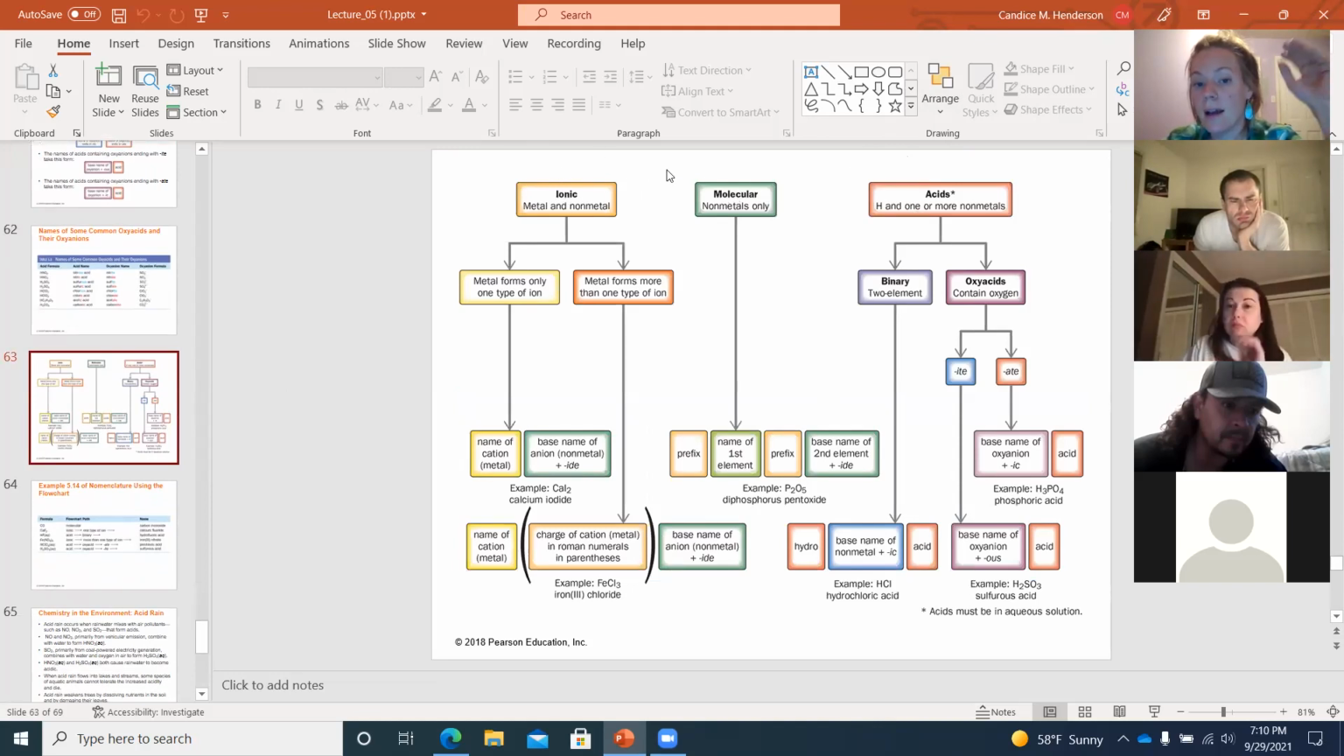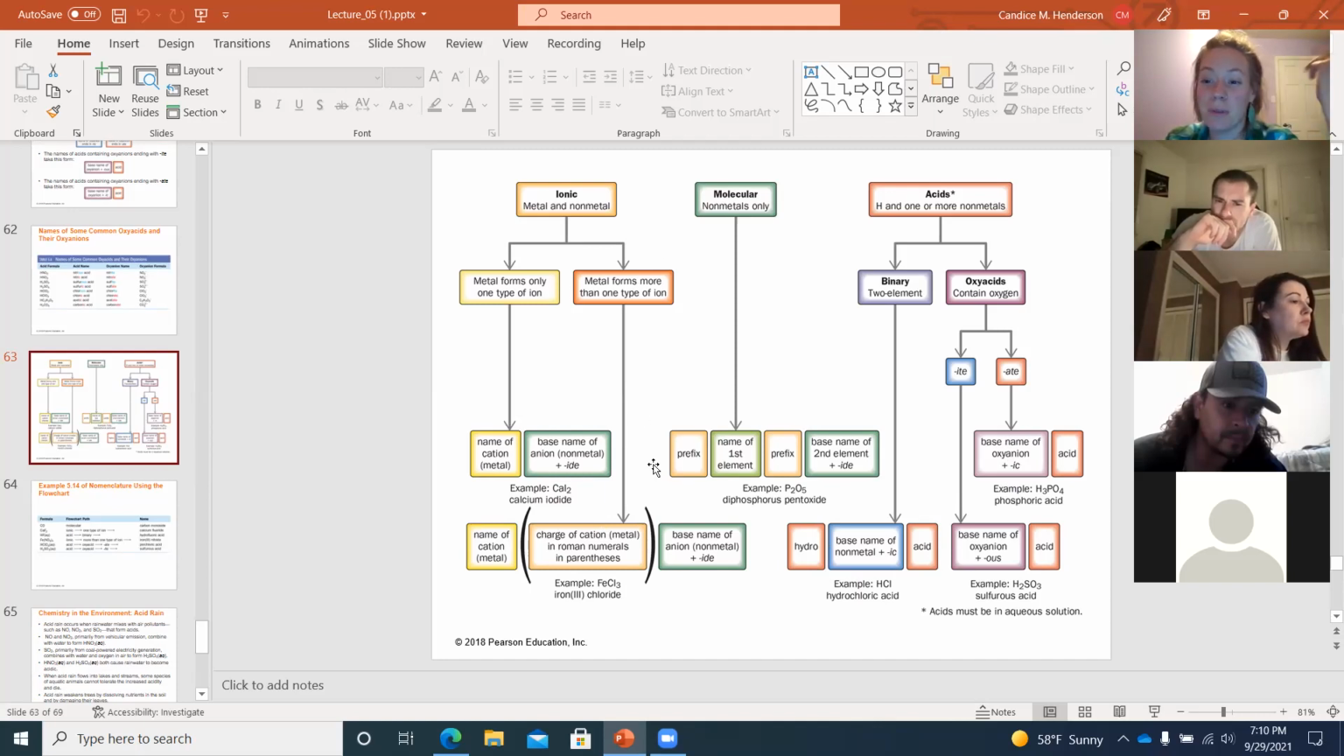You want to decide: is it ionic, is it molecular, or is it an acid? If you decide it's ionic, follow the flow chart down so you can use the steps. If it's a predictable charge, it's a metal with the -ide non-metal. If it's an unpredictable charge, you have to add the Roman numeral. If it's molecular, you've got your prefixes, and acids have their own set of rules. So I think this is really helpful for that.